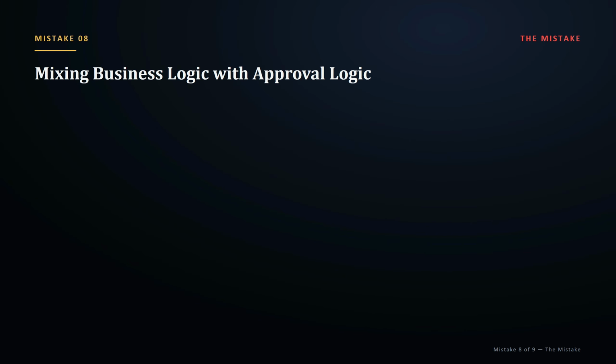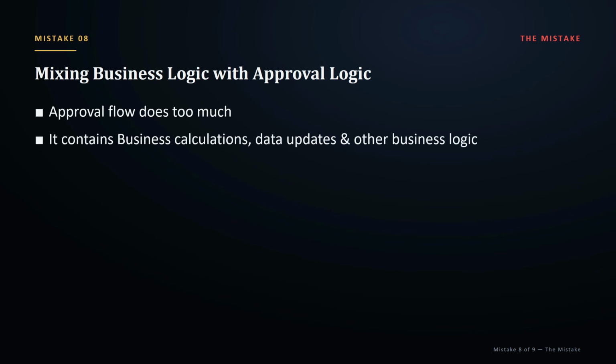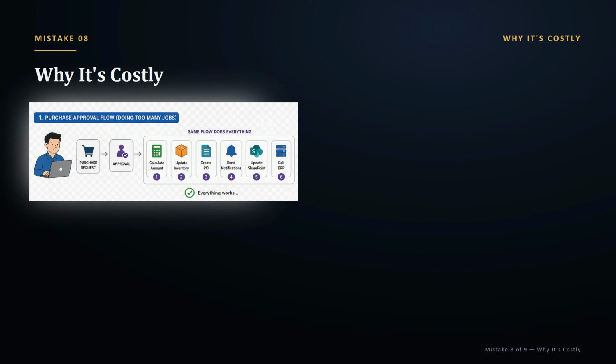Next mistake is mixing business logic with approval logic. Your approval flow does not just handle approvals, it also contains business calculations, data updates, and other business logic. Everything is built in one large flow. So why is it costly? Let's take a simple example. You build a purchase approval workflow. Along with the approval, the same flow calculates the amount, updates inventory, calculates the PO, creates the purchase order, sends notifications, updates SharePoint, and calls an ERP system.